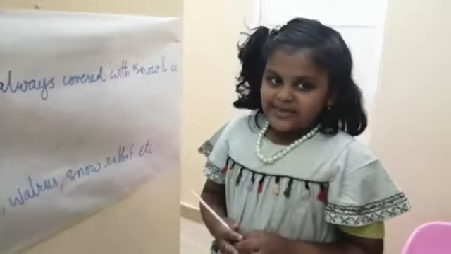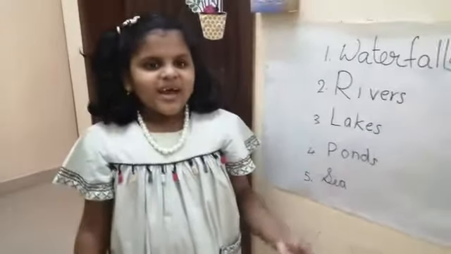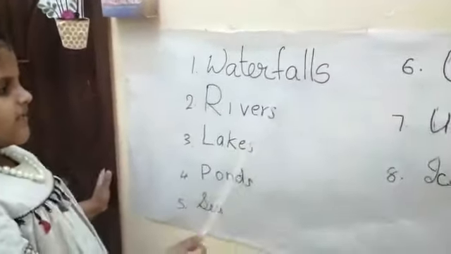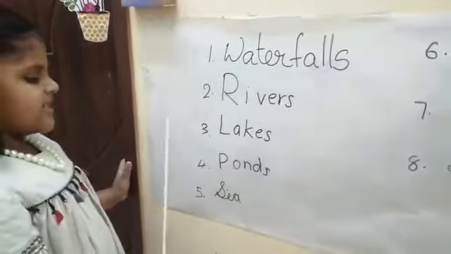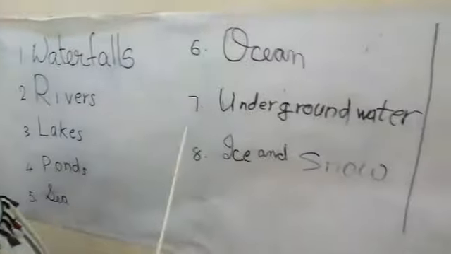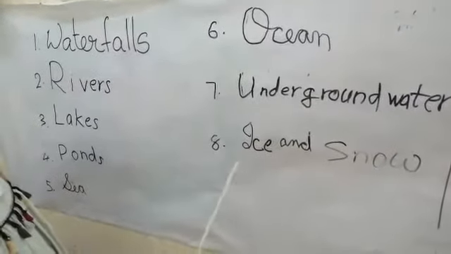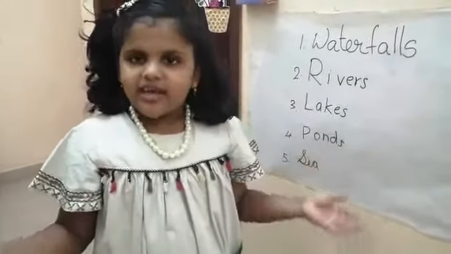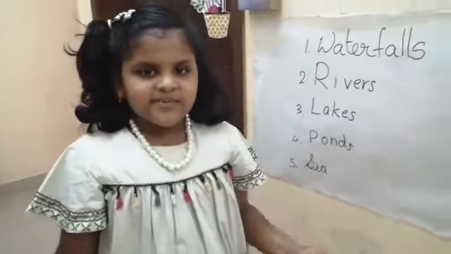I hope you understood about the landforms of the Earth. Next, we are going to learn about the waterforms of the Earth. There are many different waterforms on the Earth. Let's have a look. Number 1, waterfalls. Number 2, rivers. Number 3, lakes. Number 4, ponds. Number 5, sea. Number 6, ocean. Number 7, underground water. Number 8, ice and snow. Now I will explain you about the waterforms.